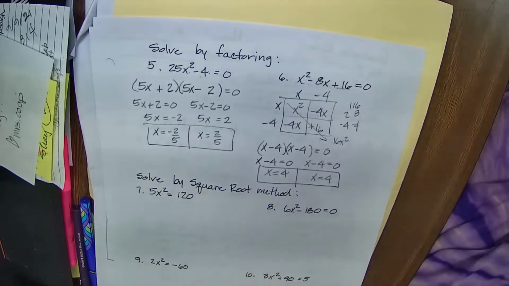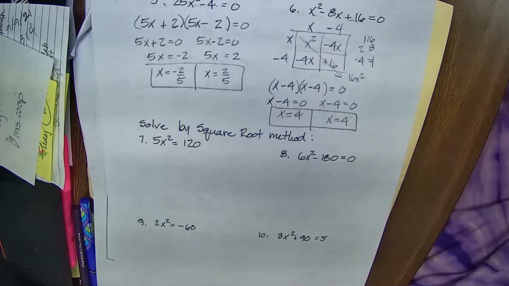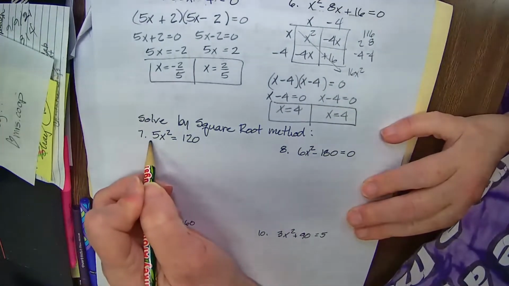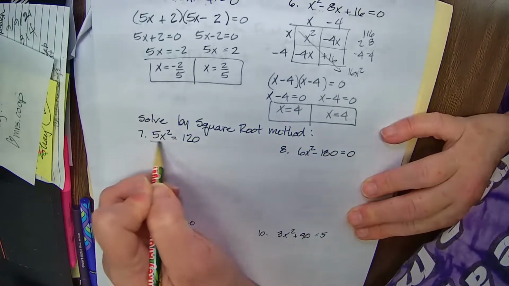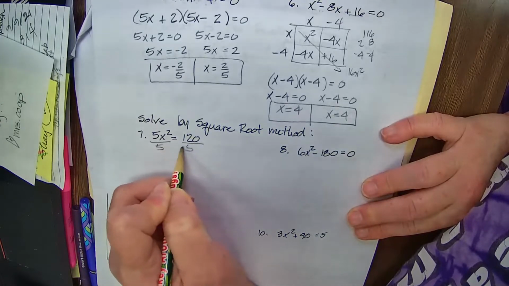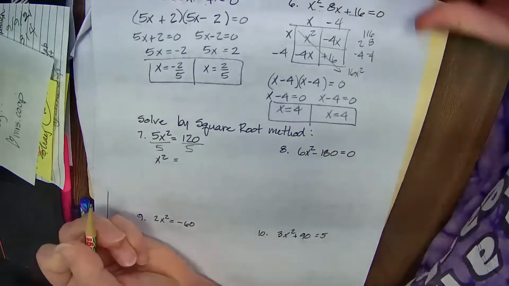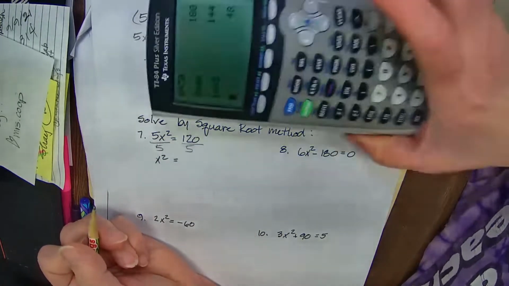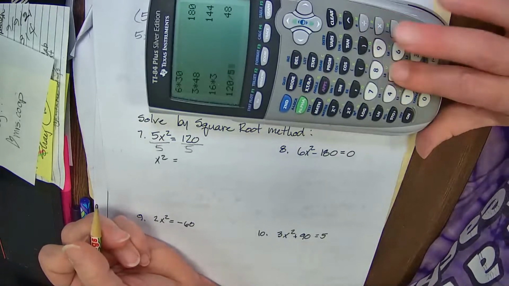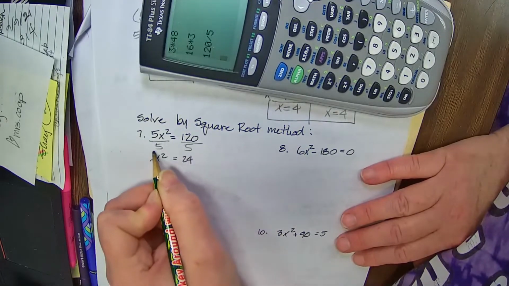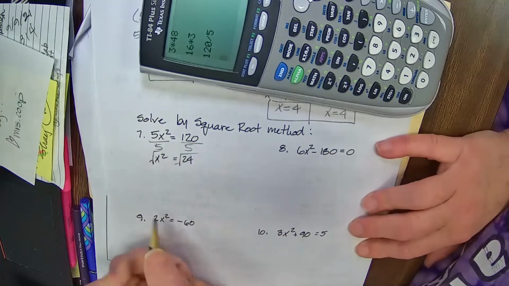Okay. Solve by the square root method. So in other words, get x squared by itself and take the square root. All right, so we've got a 5 with the x squared. We have to divide by 5. So x squared equals, I want to say 24. 120 divided by 5. Yep. x squared is 24. Now we take the square root.